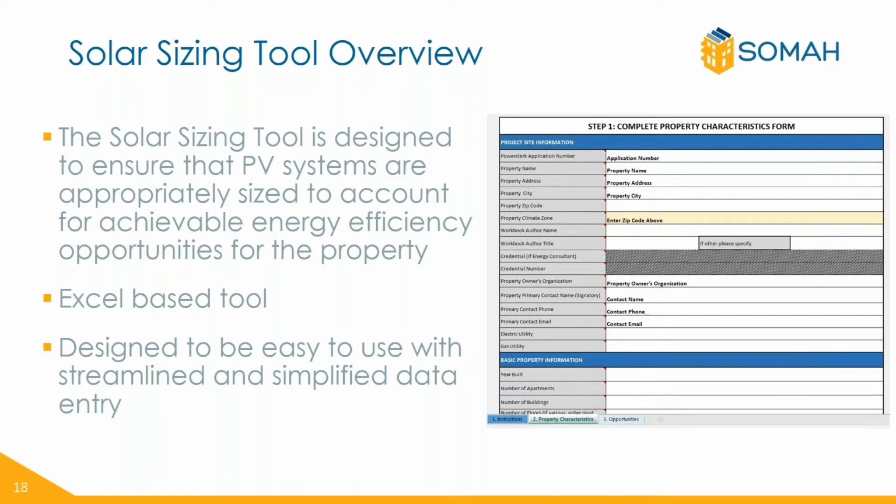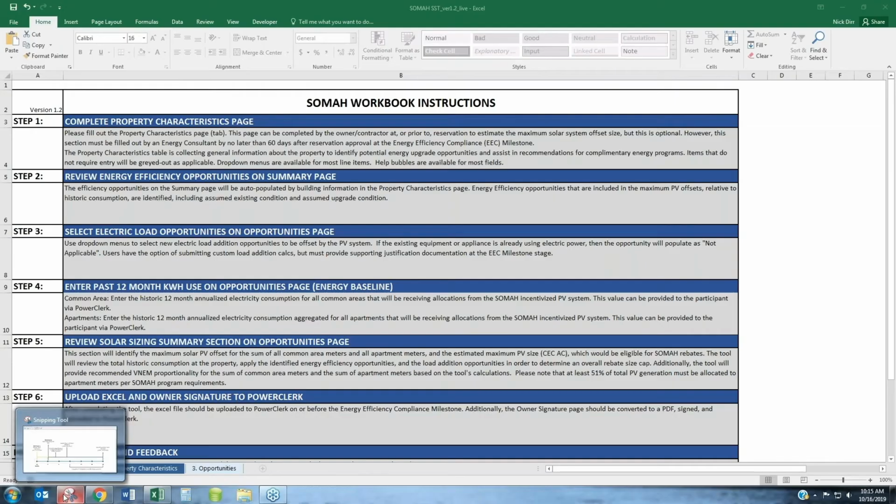This tool is Excel-based, and it's designed to be a simple data entry tool that will produce automatic calculations based on the criteria entered. This tool is available at calsomah.org/apply. And I'm now going to turn it over to Nick Durr to do a demonstration on how to complete the solar sizing tool. Hi, Rachel. Thank you, and good morning, everyone.